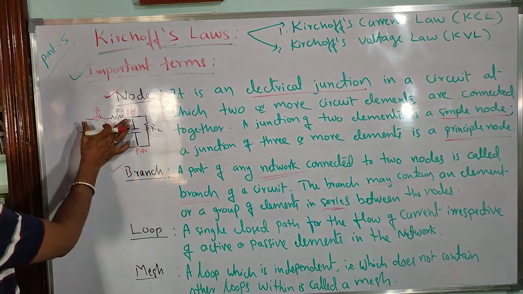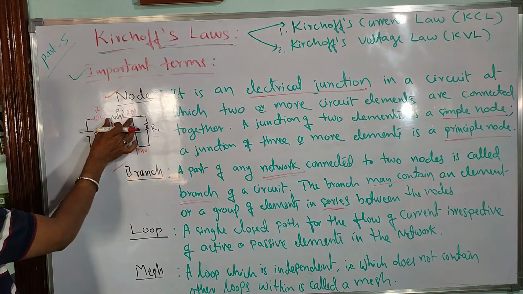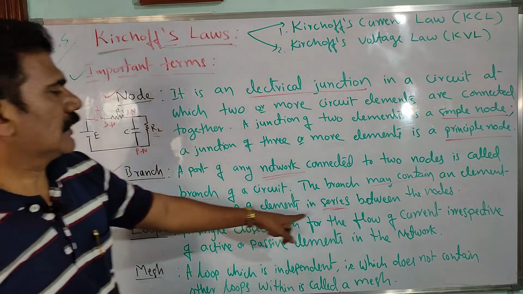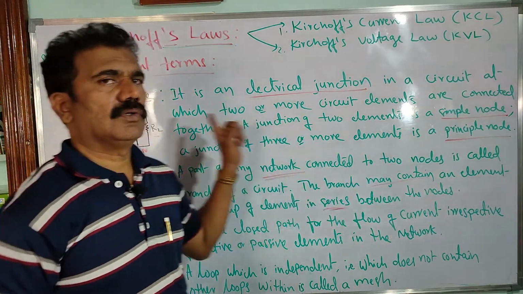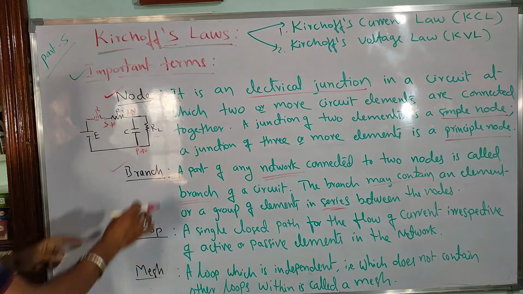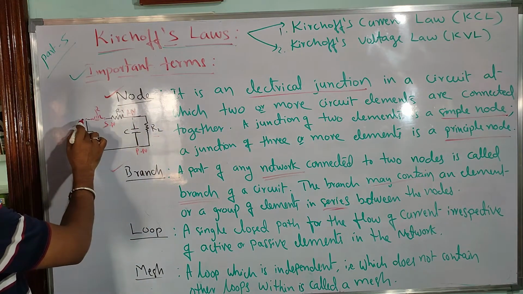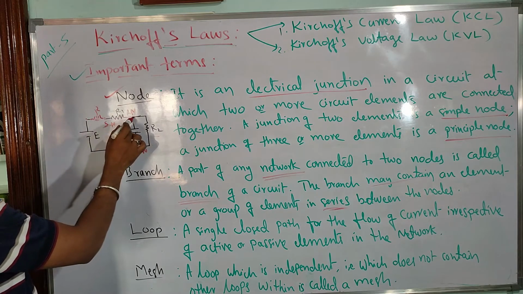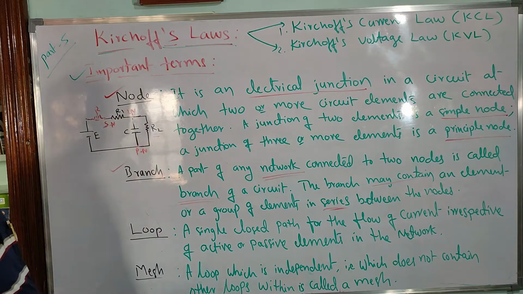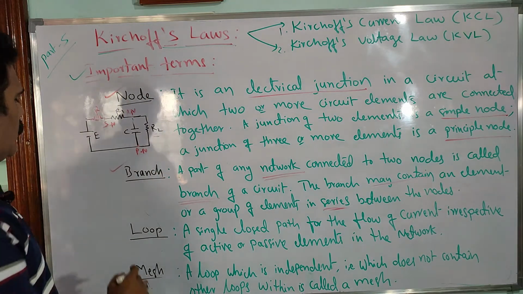So particularly this part, this is a group, not only a single element, a group of elements connected in series between the nodes. Clear? So how many branches are there here now? 1, 2, consisting of two elements here, this is another branch, 3. Like that we can divide the network into a number of branches. Clear?